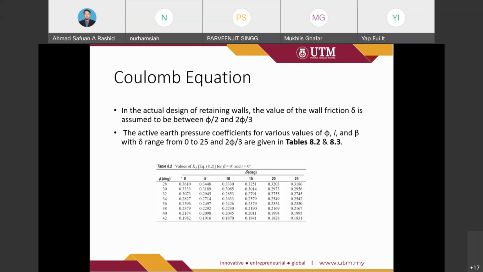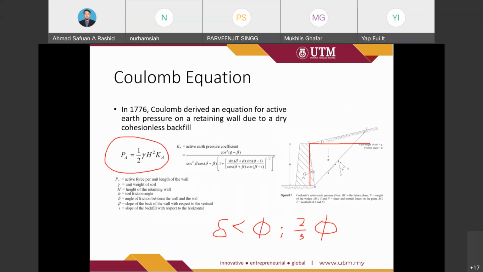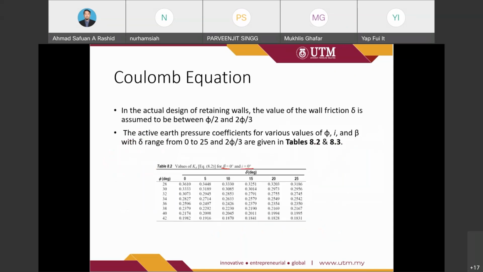For table 8.2, the beta value is equal to 0 and i is also equal to 0, similar to what I have discussed here. It means that the retaining wall has been constructed in a straight cut, and the backfill is in a flat shape. By knowing the value of phi and the value of delta, we can get the value for Ka.